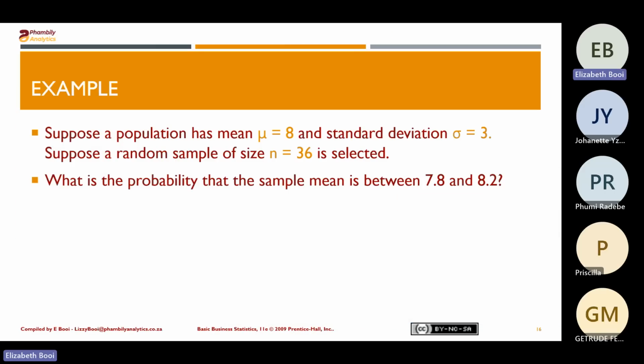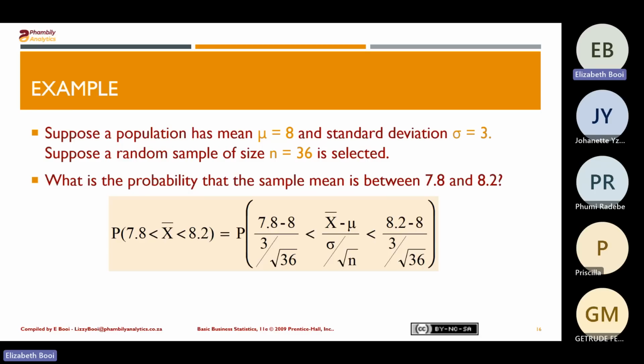Suppose a population has the mean of 8 and the standard deviation of 3. And suppose a random sample size of n equals 36. What is the probability that the sample mean is between 7.8 and 8.2? Therefore, here they're asking us to calculate the between. And in order for us to calculate the between, we can standardize the sample mean by using the Z-score formula. So we're going to first start with the 7.8 on the less than.